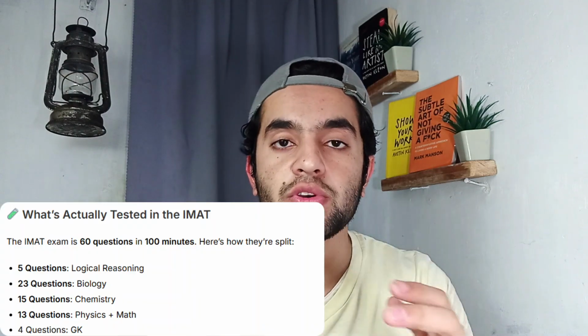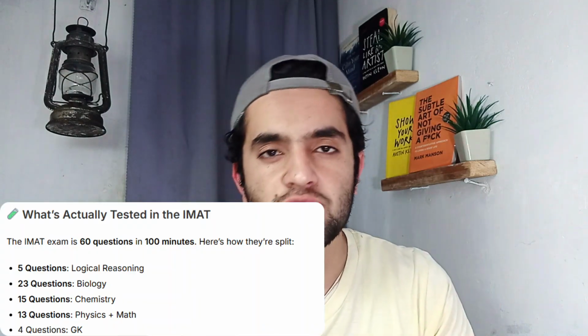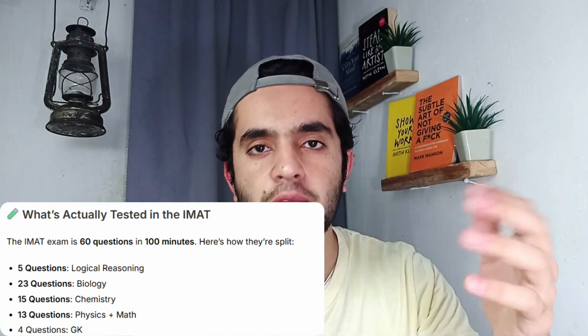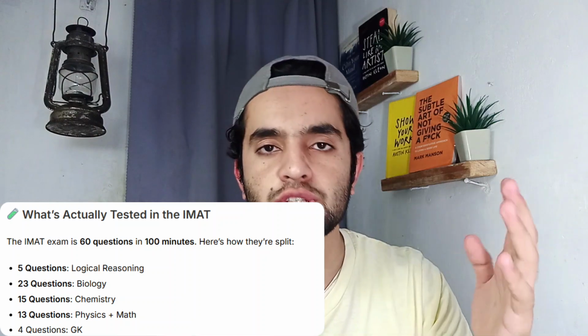IMAT has 23 questions for biology, 15 for chemistry, 13 for physics and maths, 5 for logical reasoning, and 4 for general knowledge and reading skills. Now you need to really prepare for that. So I would say the more weighted subjects in the syllabus, you really need to focus more on them. That's simple logic.